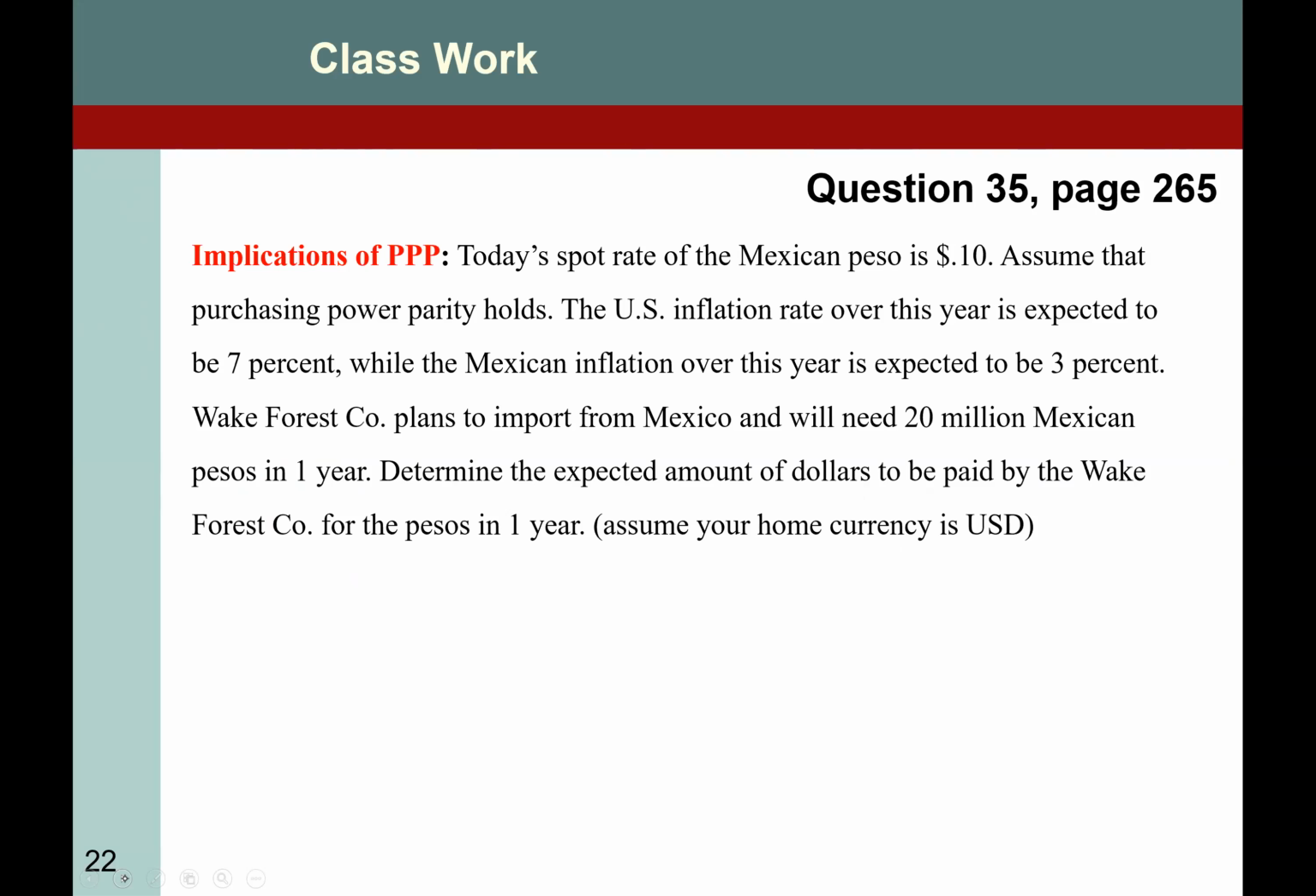Okay, I have a question from the book, and let's talk about the implications of PPP. So after having this example, you will really understand what is meant by purchasing power parity. Before that, if you have any question regarding the PPP, please do ask so that we can clarify it, and then we will talk about this question.